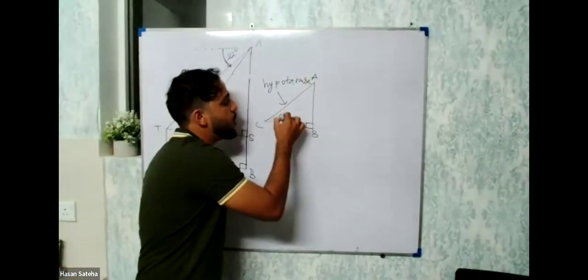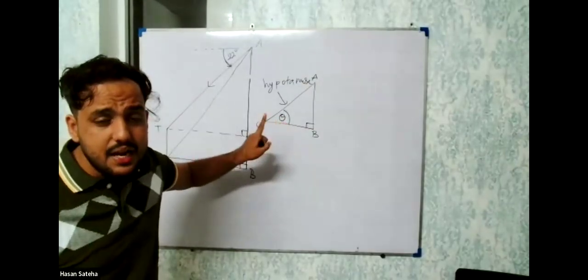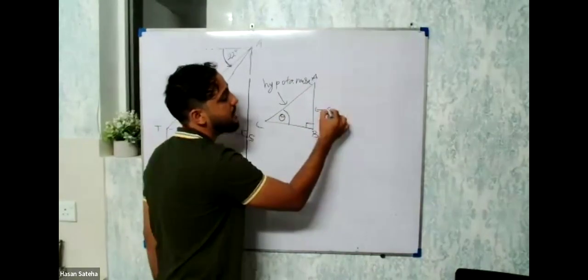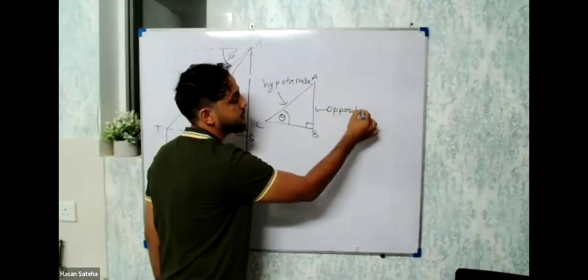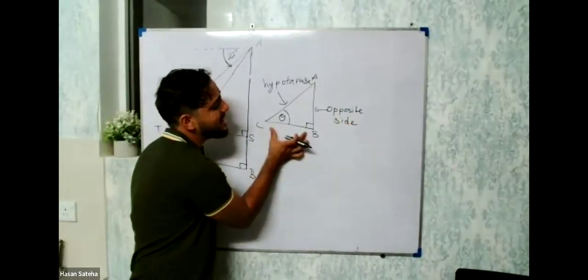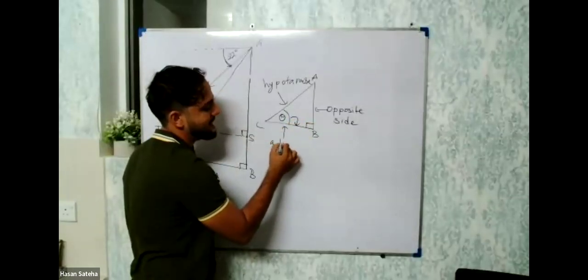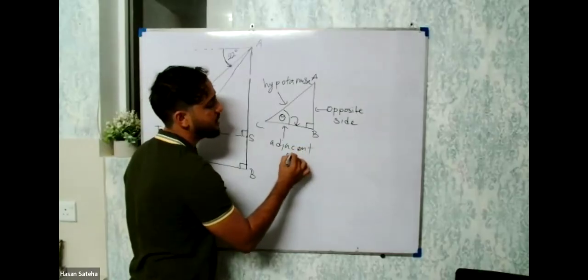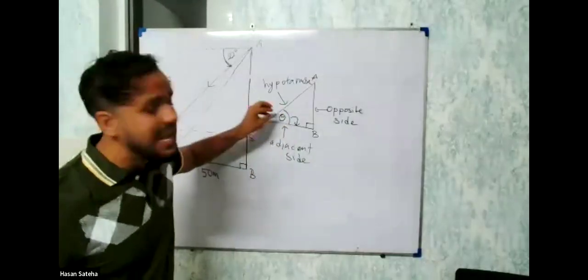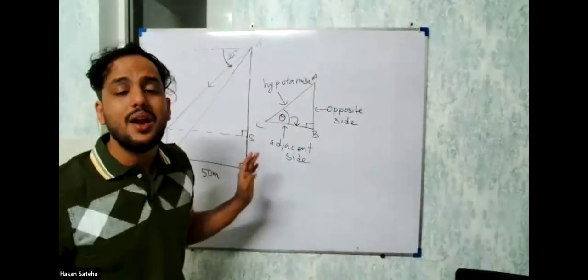Now, let's say I know this angle. This angle is known to me. If I know this angle, what happens? The side opposite to the angle becomes the opposite side, and the side next to the angle becomes your adjacent side. Adjacent means next to, right? So you have three sides. In relation to this angle, this side is opposite and the side next to it is called adjacent.